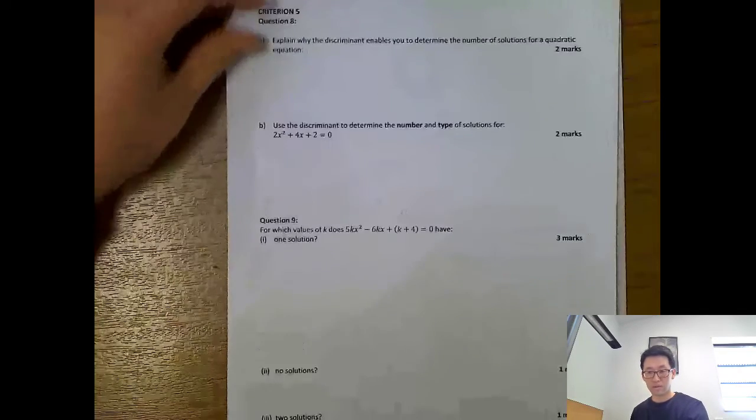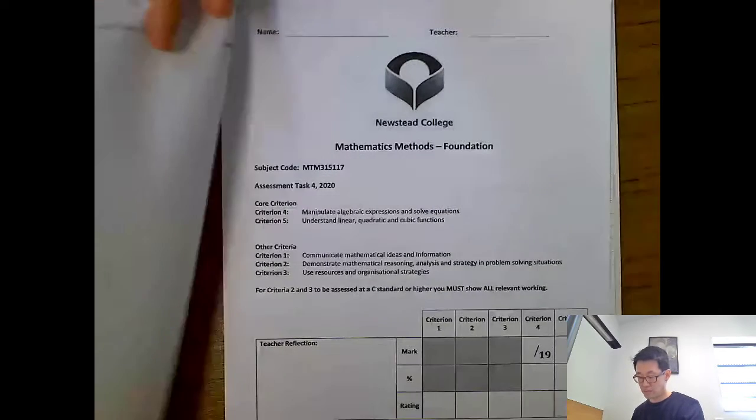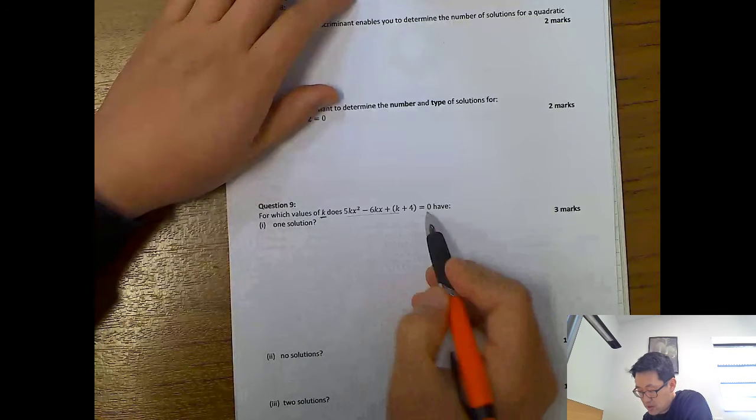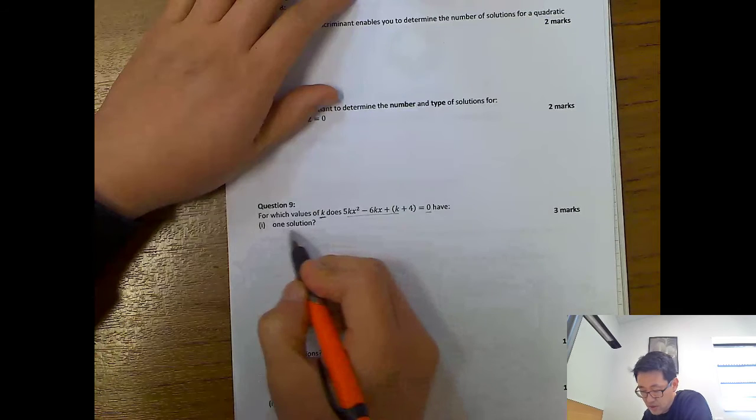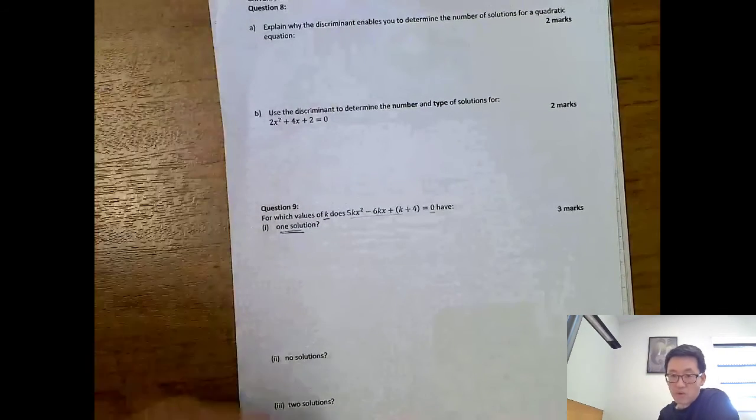I will use this assessment question, assessment 4. Find which value k makes this equal 0. Okay, and then one solution. When do we get one solution from here?